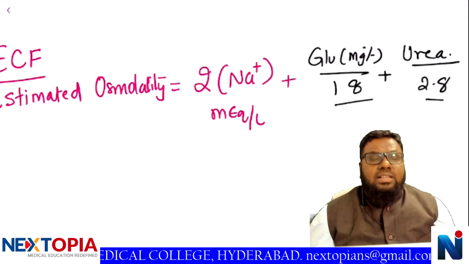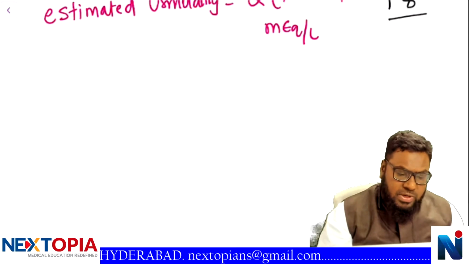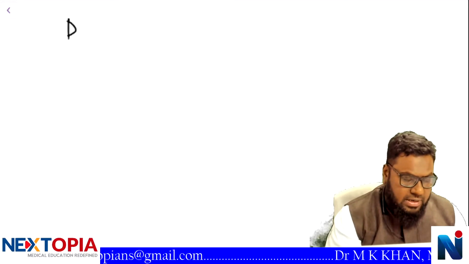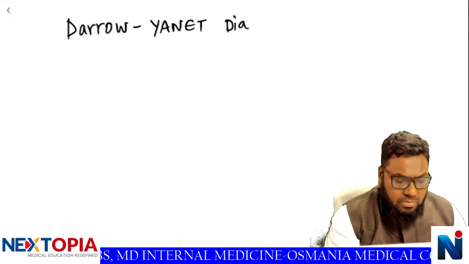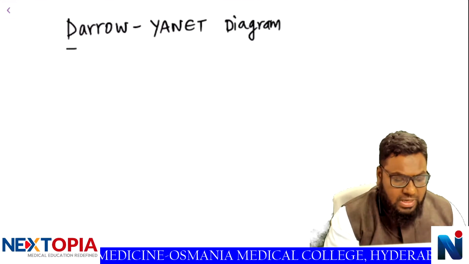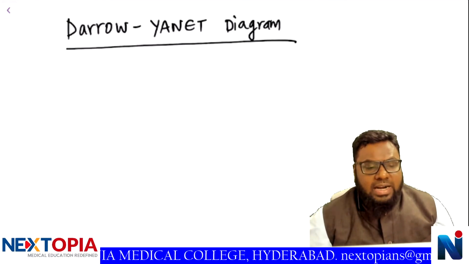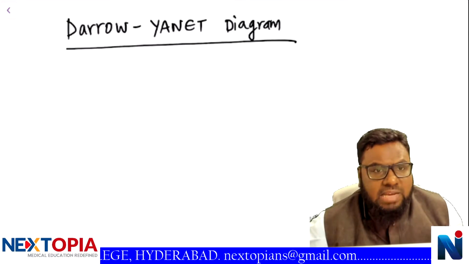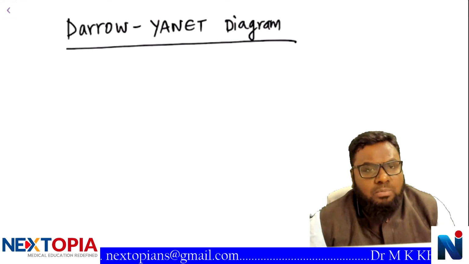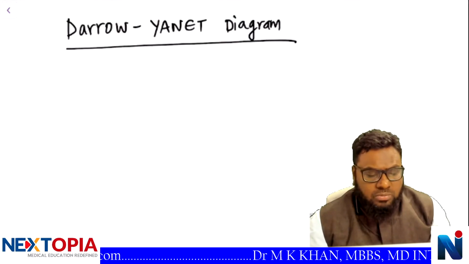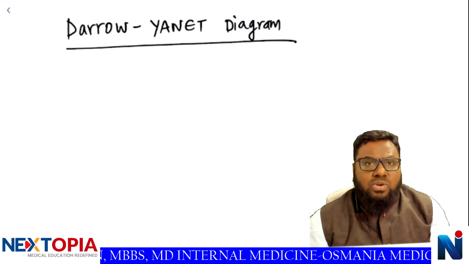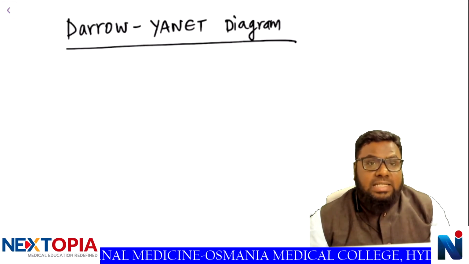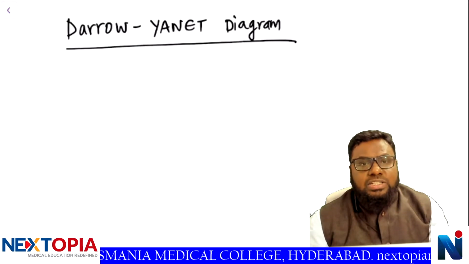Now let us try to understand the most important aspect of today's class, the Darrow-Yannet diagrams. These diagram problems will come in your exam. We'll first understand what is normal, then the abnormalities. Please remember how the body osmolality, or concentration of various solutes, that is the intracellular and extracellular volume, change according to clinical conditions.